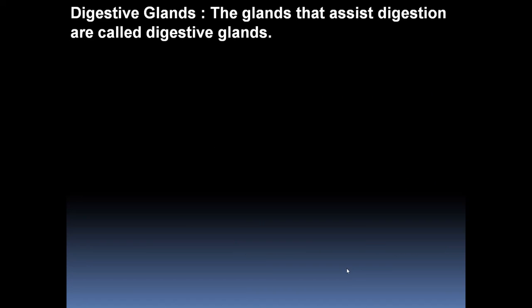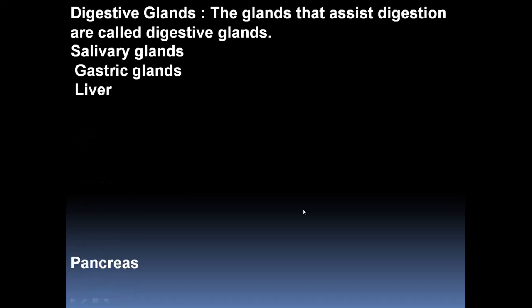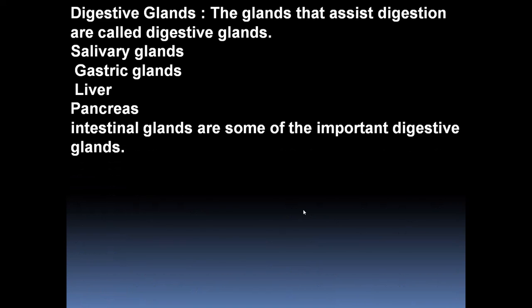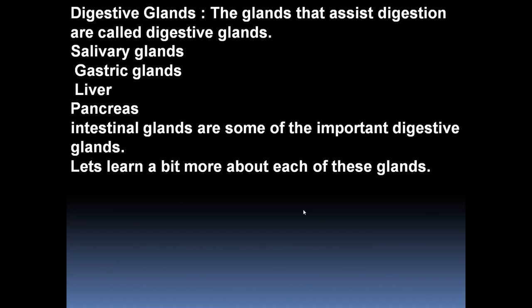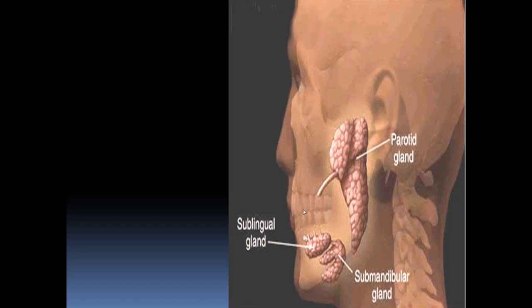Till now we have learnt about the different parts of the alimentary canal, starting from mouth, esophagus, stomach, small intestine and large intestine. Now let us learn about the digestive glands. The glands that assist digestion are called digestive glands. Salivary glands, gastric glands, liver, pancreas, intestinal glands are some of the important digestive glands that you are going to learn in this particular chapter. Let's learn a bit more about these glands.